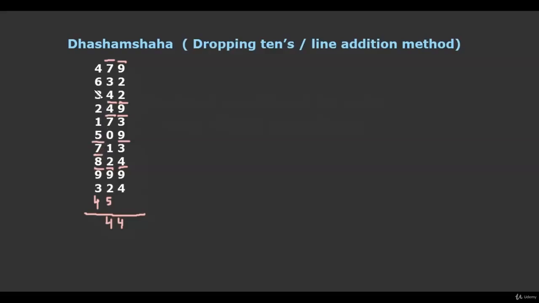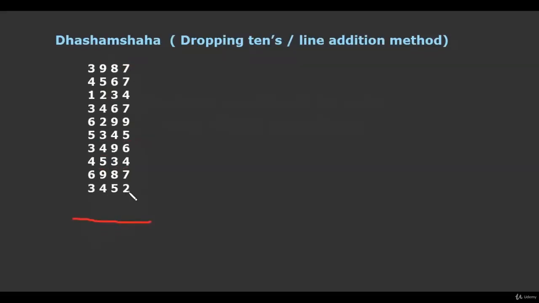9 plus 3 is 12. Drop 10 over here and carry 2. 2 plus 6 is 8. 8 plus 4 is 12. So again we will drop 10 over here and the remainder is 2. Let's count the tens. 2, 4 and 1, 5. Let's do addition of 4 digit numbers.